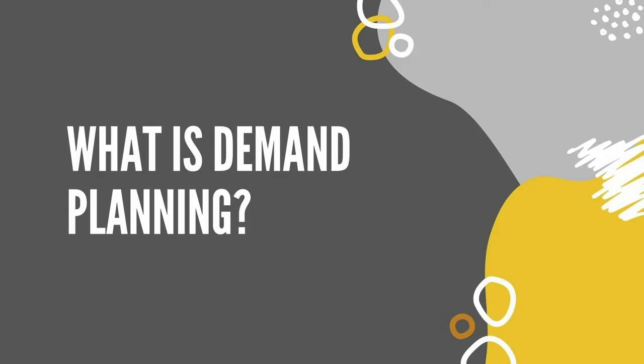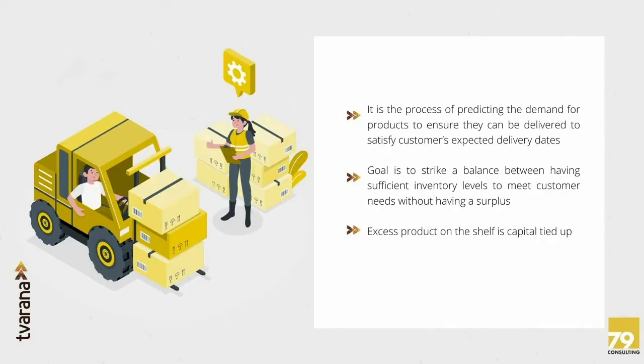Demand planning is a supply chain management process of forecasting or predicting the demand for products to ensure they can be delivered to satisfy customers' requested and/or expected delivery dates. The goal here is to strike a balance between having sufficient inventory levels to meet customer needs without producing a surplus. Ultimately, excess product on the shelf is capital tied up.